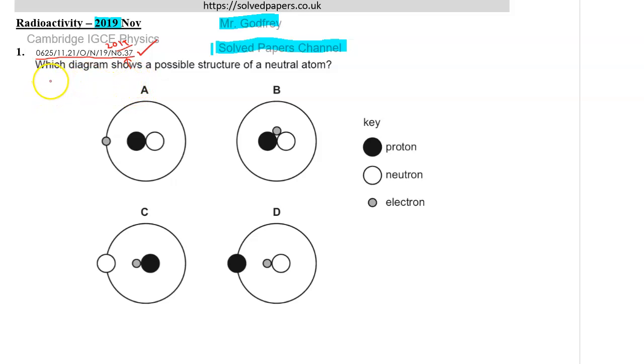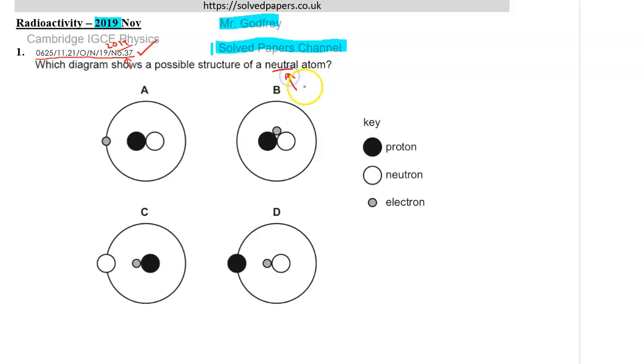Let's get started with question number 1. Which diagram shows a positive structure of a neutral atom? Right, a neutral atom is not charged, is not an ion. When an atom has either an excess number of electrons by gaining, or fewer electrons by losing, compared to the protons, then we say that is an ion. But this one is a neutral atom.